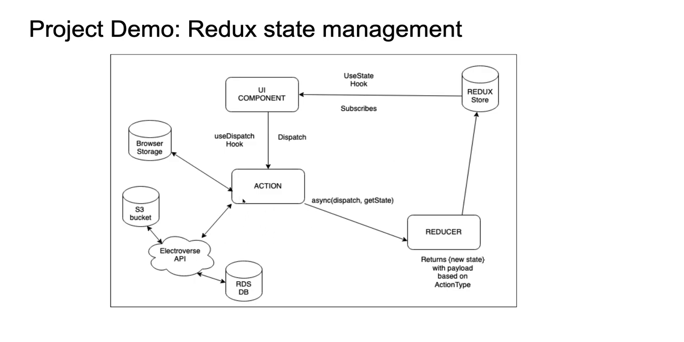And the actions here are also responsible to communicate with the Electroverse backend API whenever it needs to post new data, or fetch existing data, or delete or make any modification with the RDS remote database hosted in Amazon Web Services. And it also gets access to the S3 bucket for the media storage, and whenever it needs, the action is also responsible to deal with the browser storage.